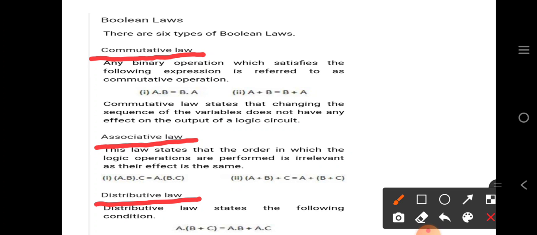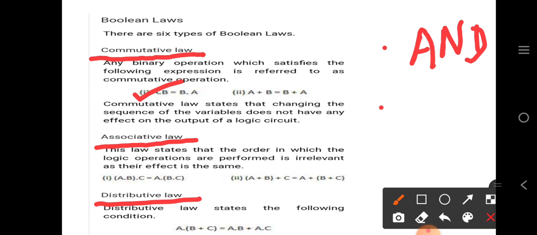Any binary operation which satisfies the following expression is referred to as a commutative operation. For example, let's see this: A dot B is equal to B dot A. Now what is meant by dot? It is always the AND operation.